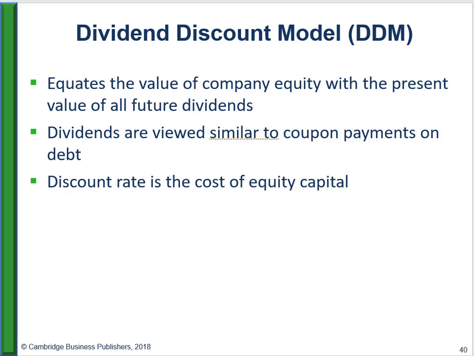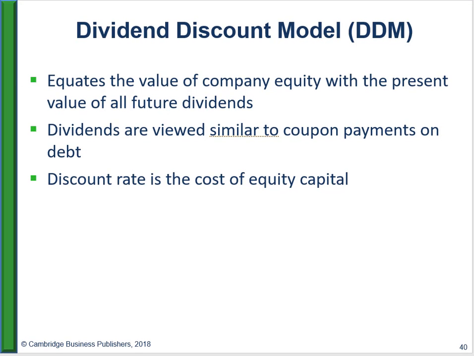Okay, let's move on to the dividend discount model. This is the simplest equity valuation model, and we looked at this at the top of the lecture. It equates the value of a company's equity with the present value of all future dividends. We're going to view those dividends as similar to interest payments on a bond. And then at the end of our time period, we know that we're going to have an additional cash flow, which is the sale of that stock.